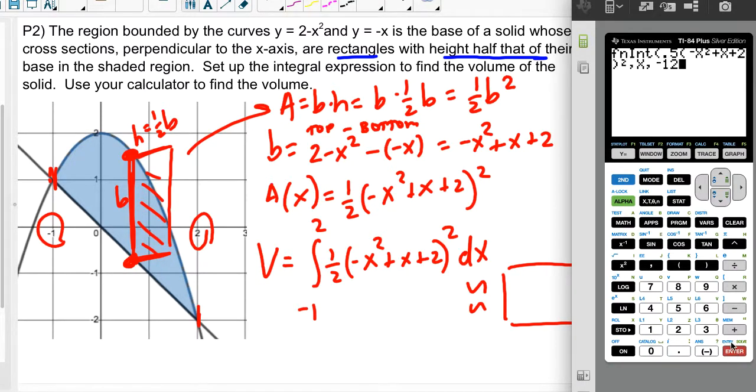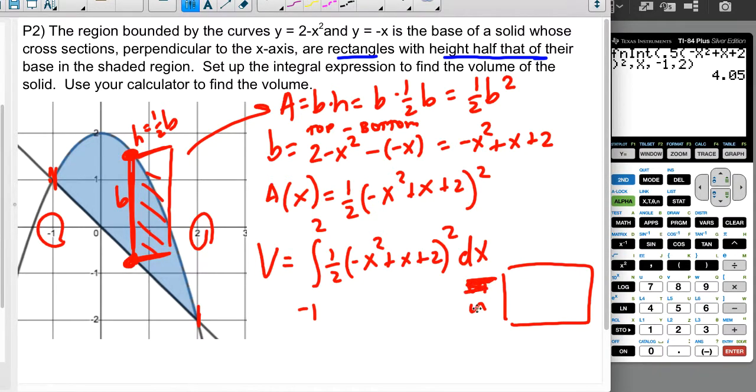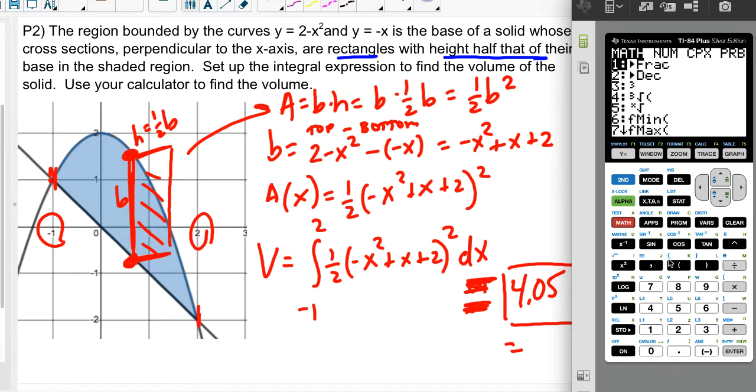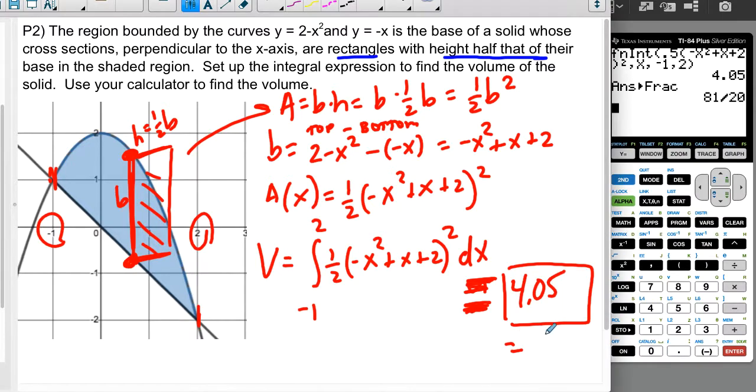Oh, wait. So hit go to, it just means you're missing a parenthesis somewhere. Oh, sorry. I did -1 and forgot to shift it over. So it's -1 to 2. Enter. All right. So I get 4.05, so I don't even need the approximate because that's definitely a terminating decimal. So I get 4.05, or if you want to math frac it, I get 81 over 20, right?